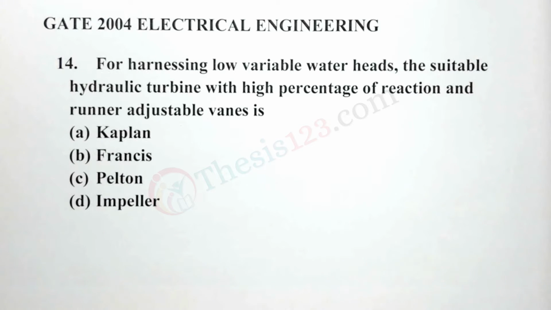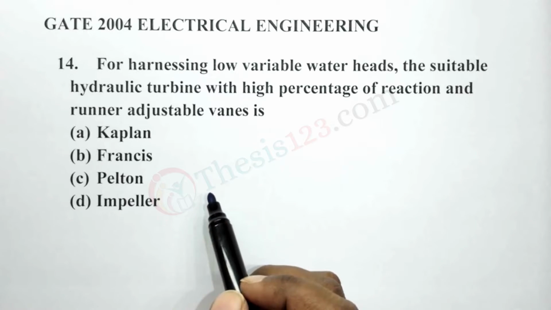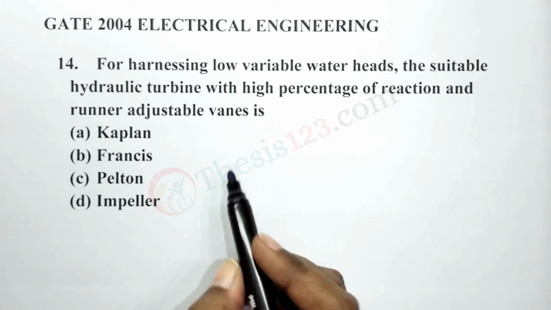Okay, here's the next question, number 14. For harnessing low variable water heads, the suitable hydraulic turbine with high percentage of reaction and runner adjustable vanes is A. Kaplan, B. Francis, C. Fulton, and D. Impeller. Now among all the four options, you should be able to guess immediately that Francis, Fulton, and Impeller are all used for high water head functions, but Kaplan is for low water head.